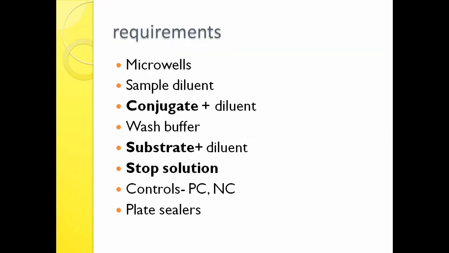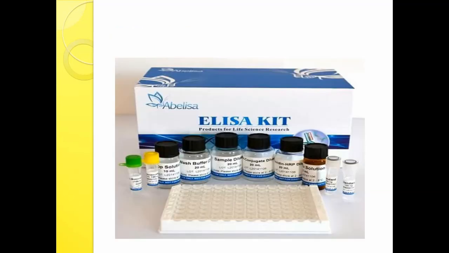Moving to the requirements of ELISA, we have the list here: microwells, sample diluent, conjugate, wash buffer, substrate, stop solution, controls, PC and NC, and we have the plate sealer for incubation purposes. We need to dilute the conjugate, so we have the diluent along with the kit, and for the dilution of substrate also we have the diluent. Stop solution usually used is dilute sulfuric acid. Here we have the image of the ELISA kit along with the microwells and all the reagents: wash buffer, sample diluent, conjugate diluent and so on.